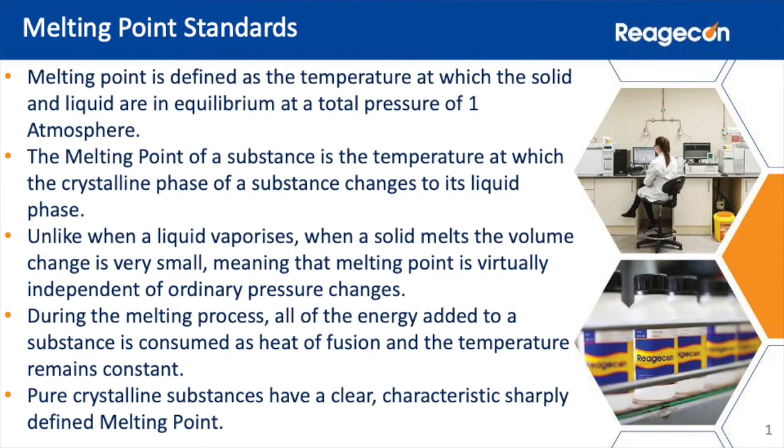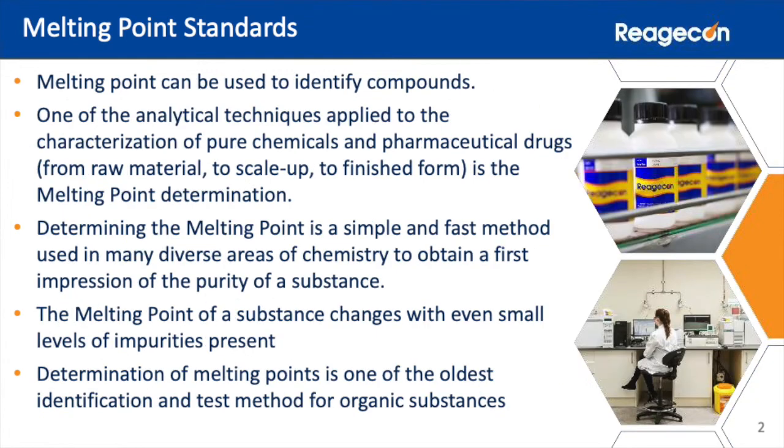During the melting process, all of the energy added to the substance is consumed as heat of fusion, and the temperature remains constant. Pure crystalline substances have a characteristic and clearly defined melting point temperature. This feature allows melting point to help identify compounds. For example, melting point can be used to distinguish between sugars: glucose with a melting point equaling 150 degrees C, fructose with a melting point equaling 103 to 105 degrees C, and sucrose with a melting point equaling 185 to 186 degrees C.